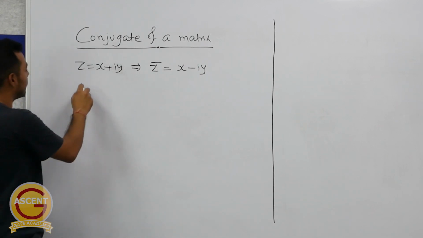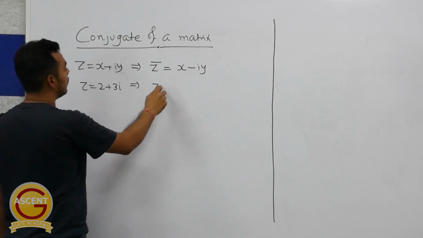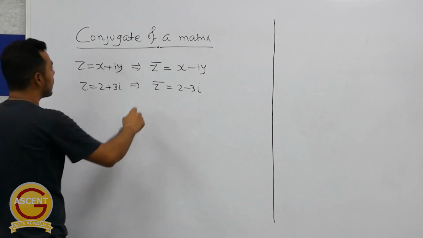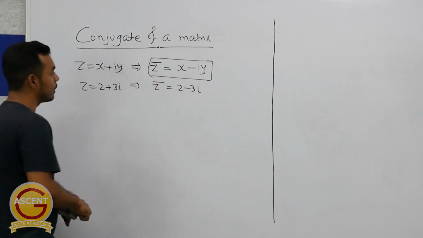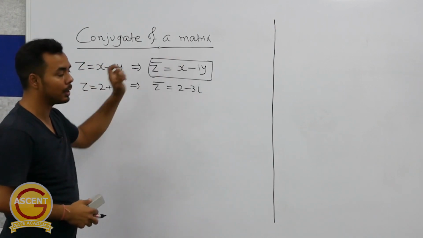So suppose I have a complex number Z as 2 plus 3 iota. The conjugate of this will be simply 2 minus 3 iota. So that is the idea of the conjugate: simply change the sign of the imaginary part and you will get the conjugate of the complex number. Now we have to learn how to find the conjugate of any matrix.